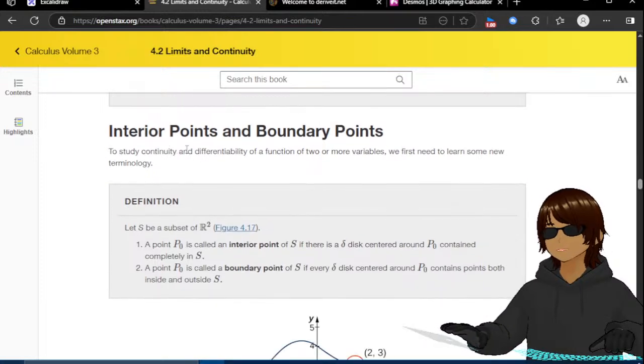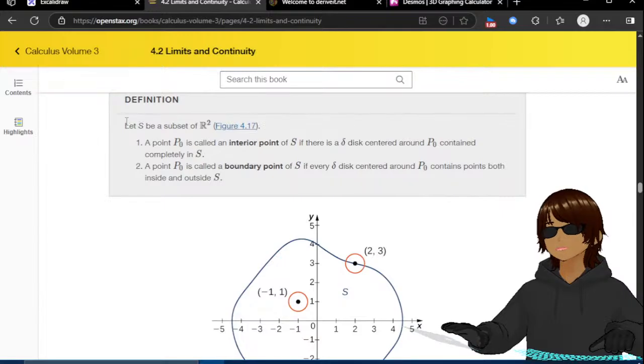To study continuity and differentiability of a function of two or more variables, we first need to learn some new terminology. Let S be a subset of R squared. A point P naught is called an interior point of S if there is a delta disk centered around P naught contained completely in S.